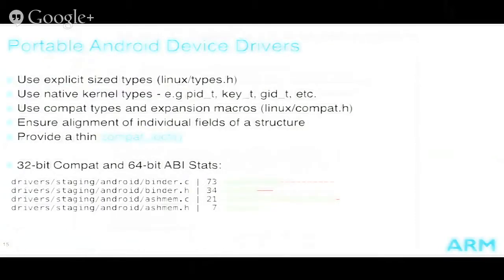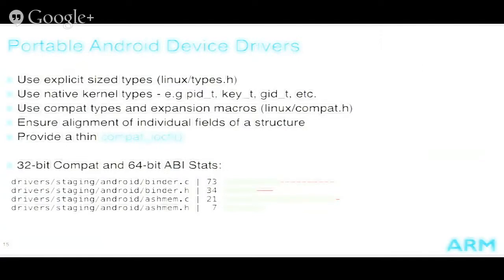So what were my takeaways from doing this work? You should use explicit size types in your UAPI structures. Whenever possible, use native kernel types, for example pid_t or ktime_t, and so on. You should use all the kernel compat types. In the previous slide, I talked about size_t differing in a 32-bit user space and a 64-bit user space. The proper fix in that case is to use compat_size_t inside the kernel.